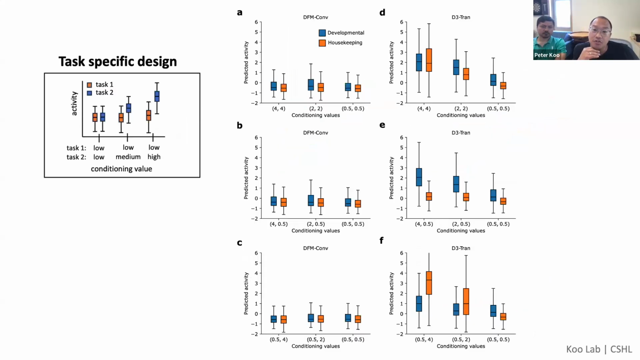Okay, next, we investigated the model's potential to generate sequences with task-specific activity levels. This capability is important as it shows the model's comprehension of the underlying biological mechanisms and opens up a myriad of practical applications in synthetic biology. Specifically, we compared 2 models, DFM-conv and D3 trans, and tested their ability to generate sequences with predetermined activity levels for two different tasks, developmental and housekeeping promoter activities. In the top row, we look at cases where both activities were set to the same levels, high, medium, and low. The first number represents the activity of the developmental task, and the second is the housekeeping task. The top row tests if the models can generate sequences that yield similar functional levels in both tasks. The middle and bottom rows examine a different scenario, generating sequences with high activity in one task, but low activity in the other.